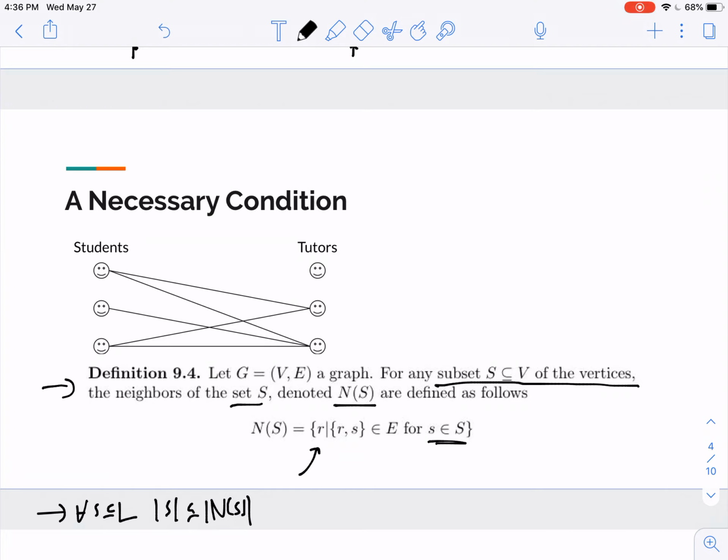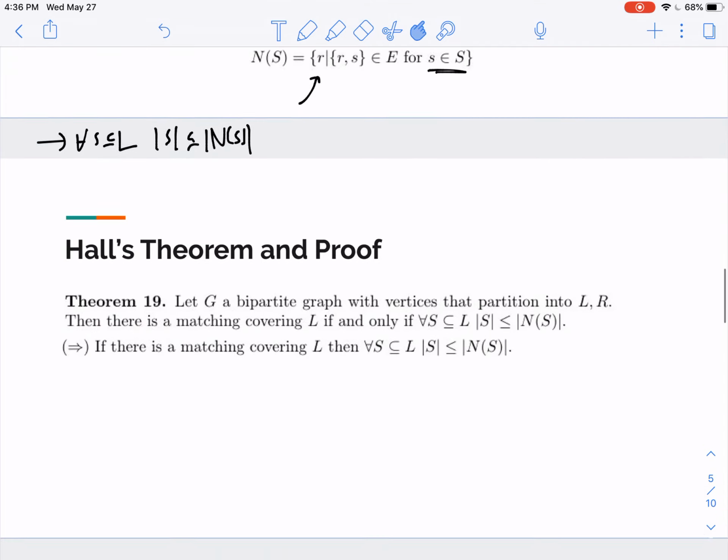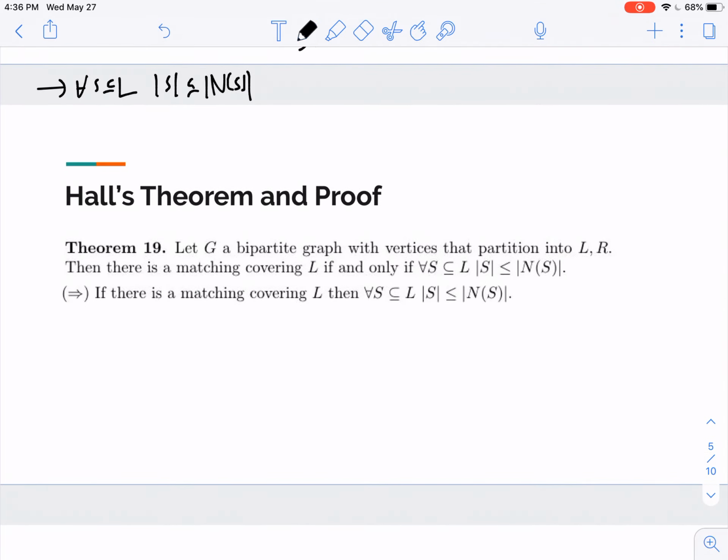So this is actually called Hall's theorem, and I've written the theorem out mathematically here. For G, a bipartite graph with vertices that partition into L and R, there exists a matching covering L if and only if for any subset of L, the size of the subset is less than or equal to the size of the neighbors of that subset. Great. So remember that whenever we have an if and only if statement, we want to prove both directions. We're going to first prove the forward direction, and then we'll prove the backwards direction.